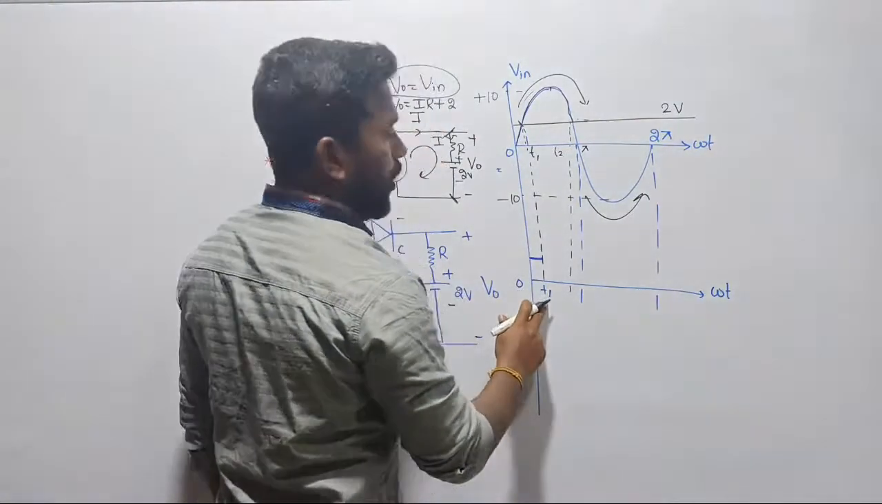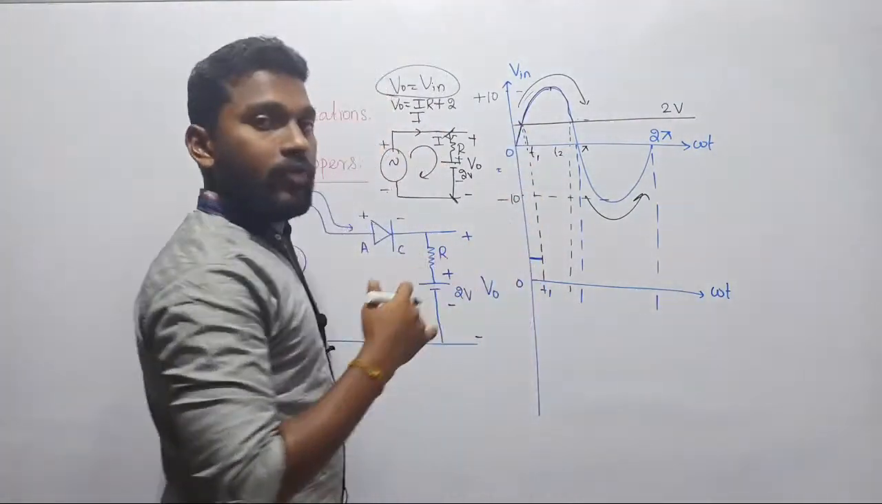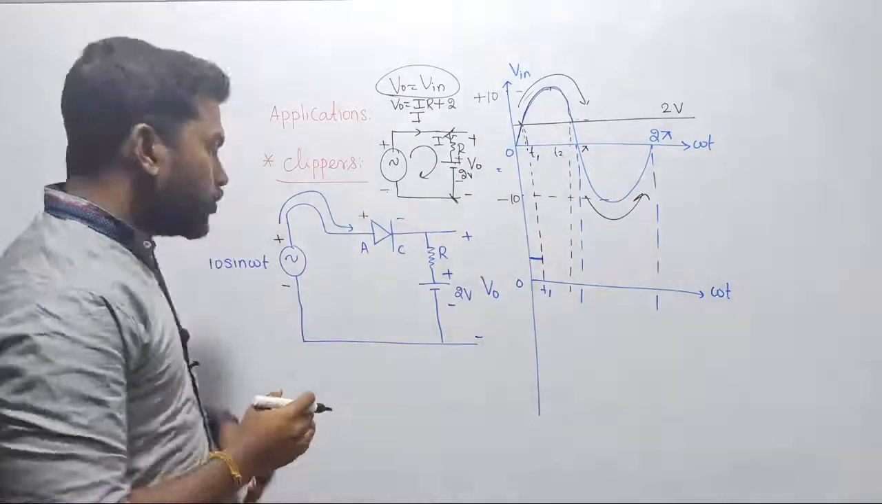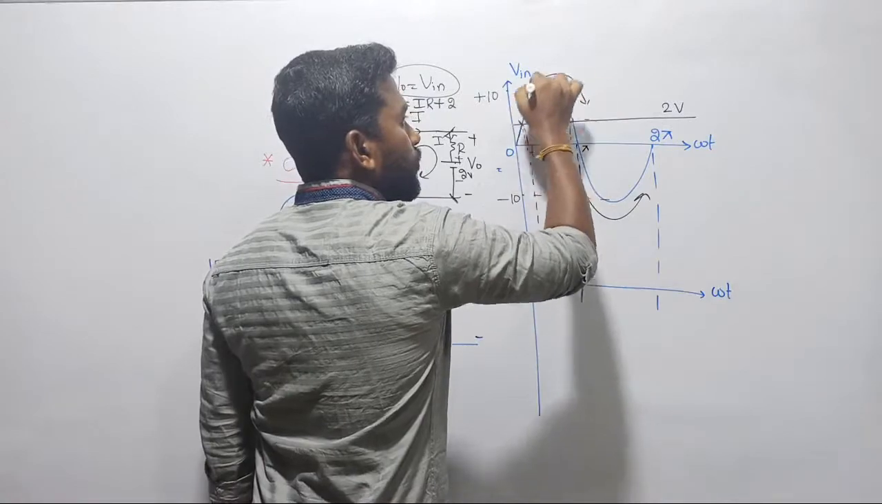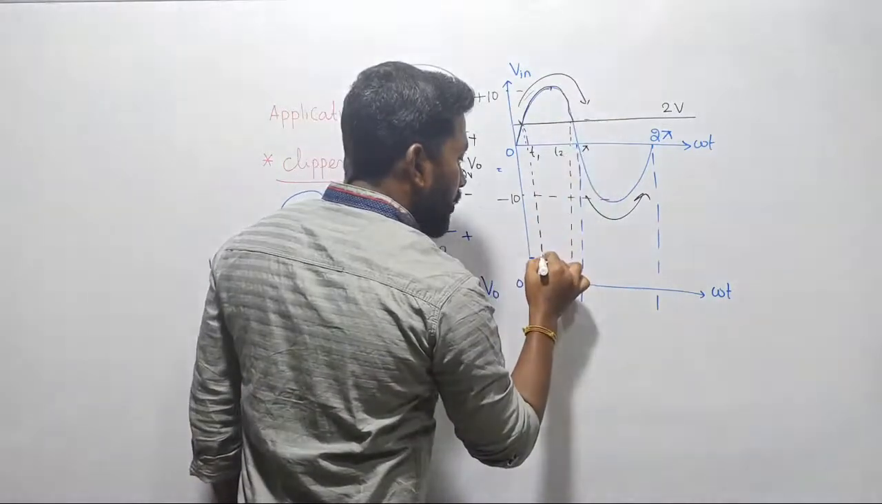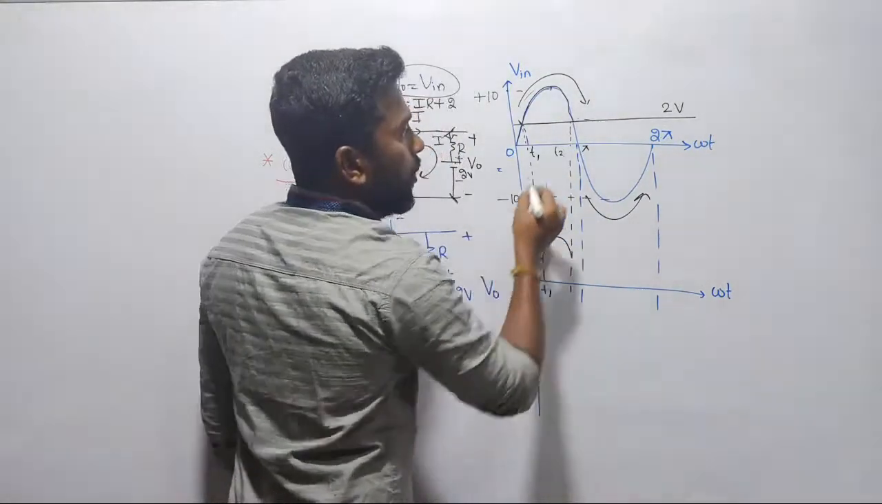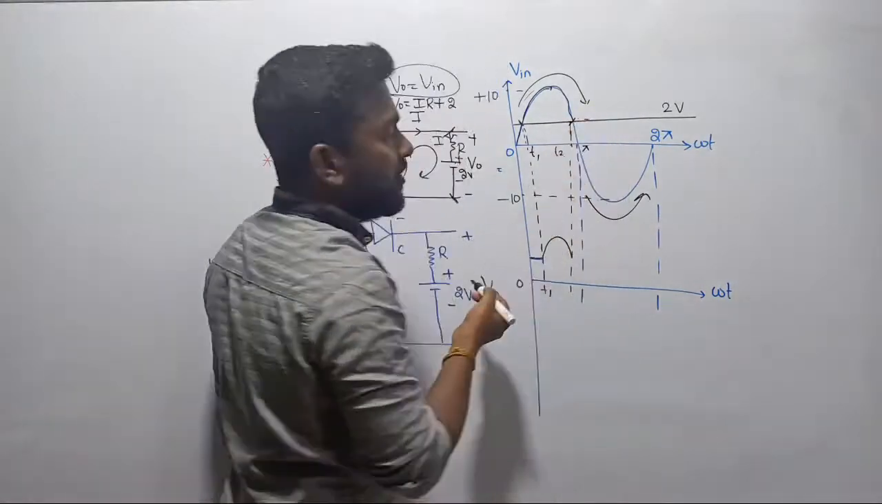So what is the conclusion? After T1, the anode voltage will become greater than the cathode voltage, so your diode will be short circuit. So the input voltage is simply reflected in the output voltage. Whichever waveform we have on the input side, this sinusoidal waveform will be reflected in the output. But it will be continuous only up to T2.